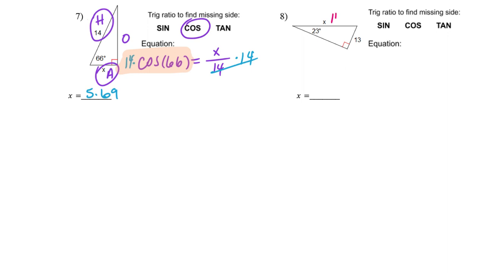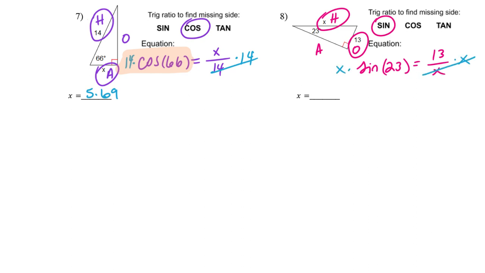Finally, the last problem, I know the hypotenuse and I know the opposite, and so I will be using sine. So sine of 23 is equal to opposite over hypotenuse, multiply by x on both sides, x times sine of 23 equals 13. Divide both sides by the sine of 23. And so 13 divided by the sine of 23 is 33.27.